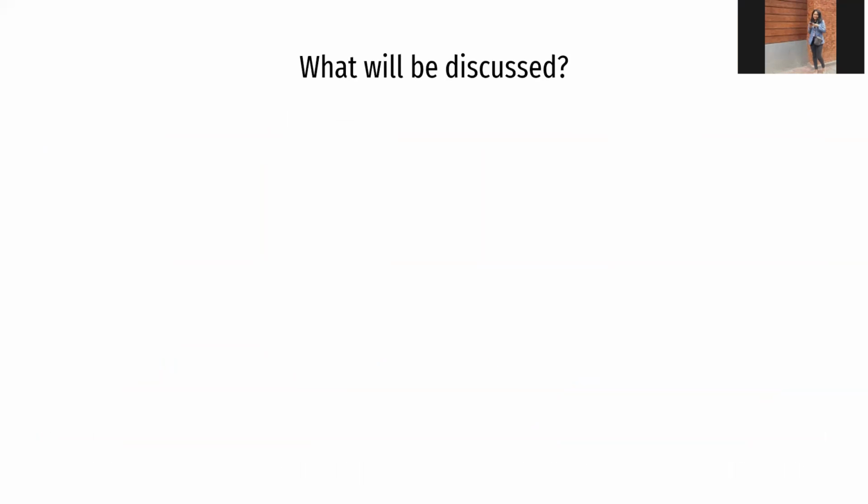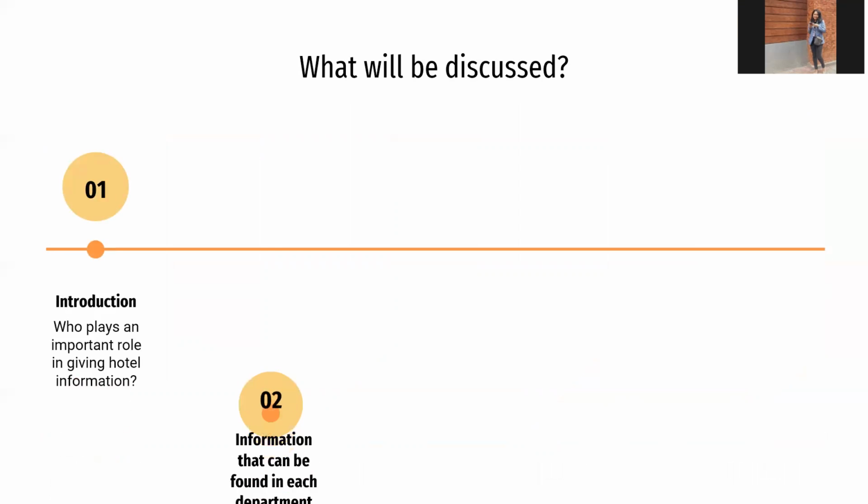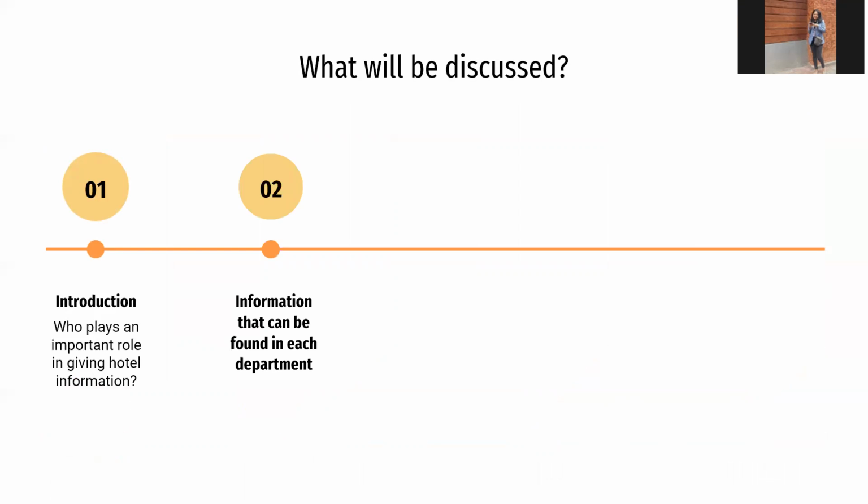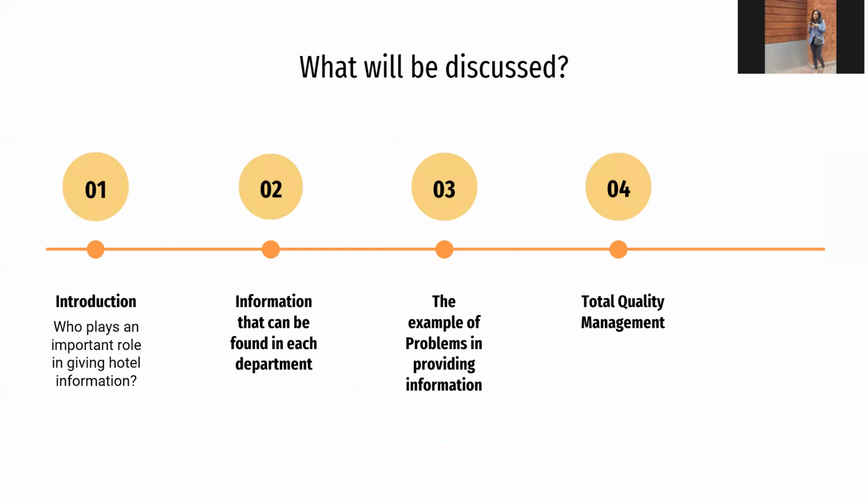Thank you, Dia. So, what we will discuss in this presentation: the first one is introduction, and it will discuss who plays an important role in giving hotel information. And next, information that can be found in each department, examples of problems in providing information, total quality management, and then the last is conclusion.